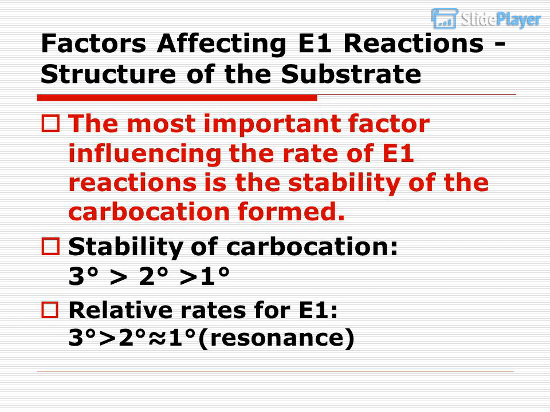Factors affecting E1 reactions. Structure of the substrate. The most important factor influencing the rate of E1 reactions is the stability of the carbocation formed. Stability of carbocation: 3 degrees greater than 2 degrees greater than 1 degree. Relative rates for E1: 3 degrees greater than 2 degrees greater than 1 degree; resonance-stabilized cations are also favorable.